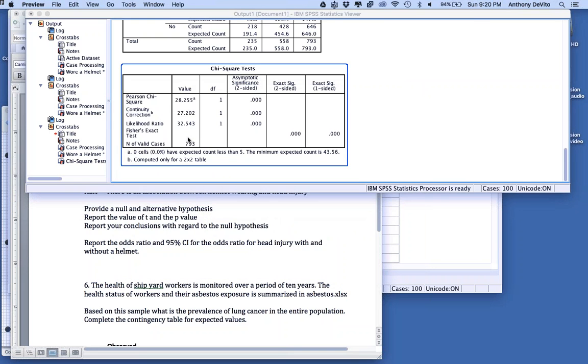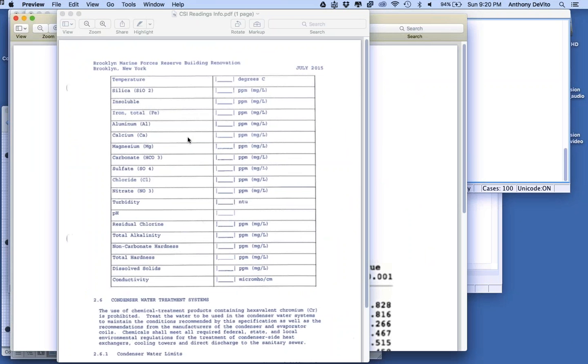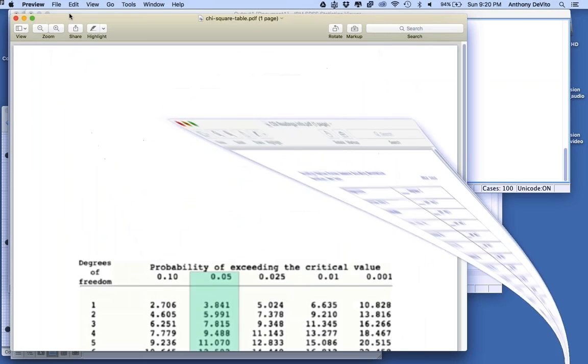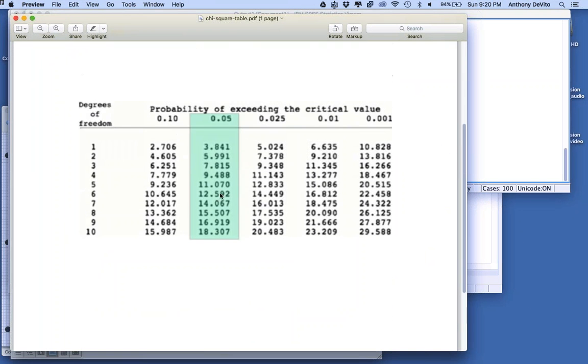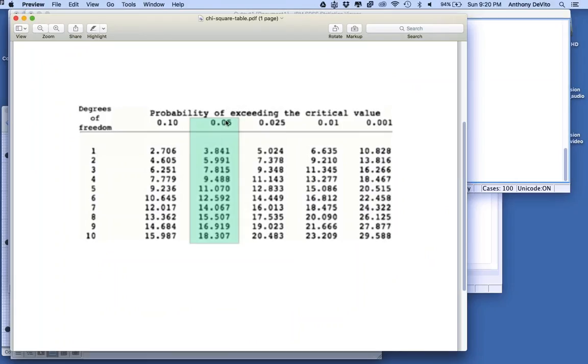Okay, let me pull that up. Here we go. Our chi-square value for 1 degree of freedom, with a probability of exceeding the critical value of 0.05, is 3.841. In other words, if we exceed 3.841 for a chi-square with 1 degree of freedom, there's less than a 5% chance that we would get that outcome randomly, if there's no difference between wearing a helmet and not wearing a helmet.